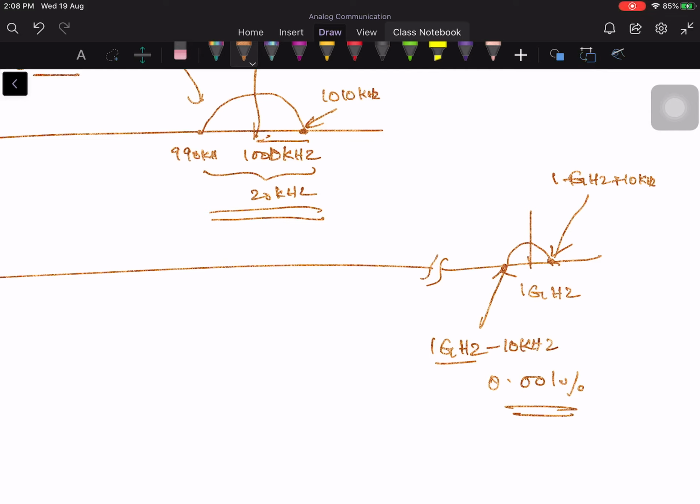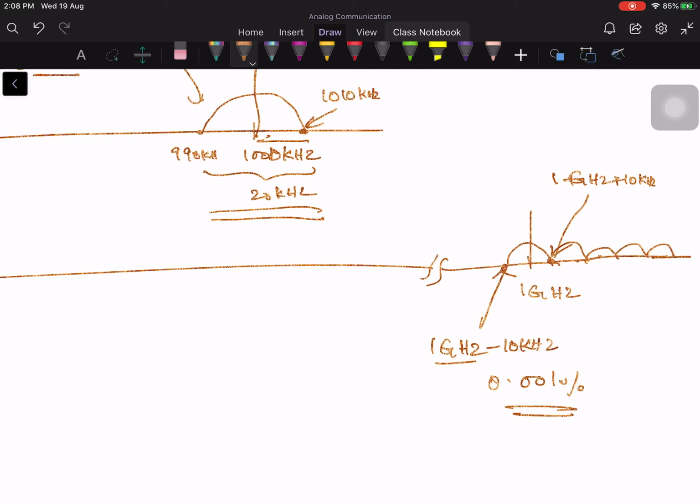This means that more number of message signals can be accommodated at higher frequencies. See, I can put hundreds of messages at 1 gigahertz. I put one more 10 kilohertz, one more 10 kilohertz, one more 10 kilohertz, like that. I can put many message signals, which can be accommodated at higher frequencies. So this is a typical advantage when you do the modulation.